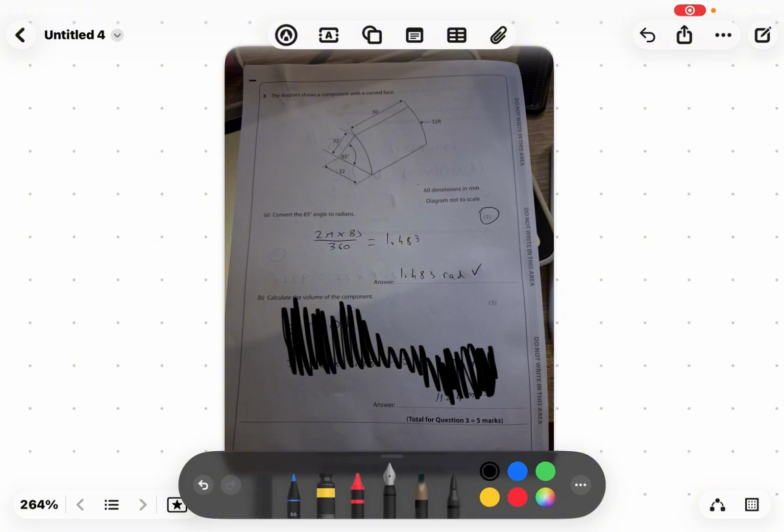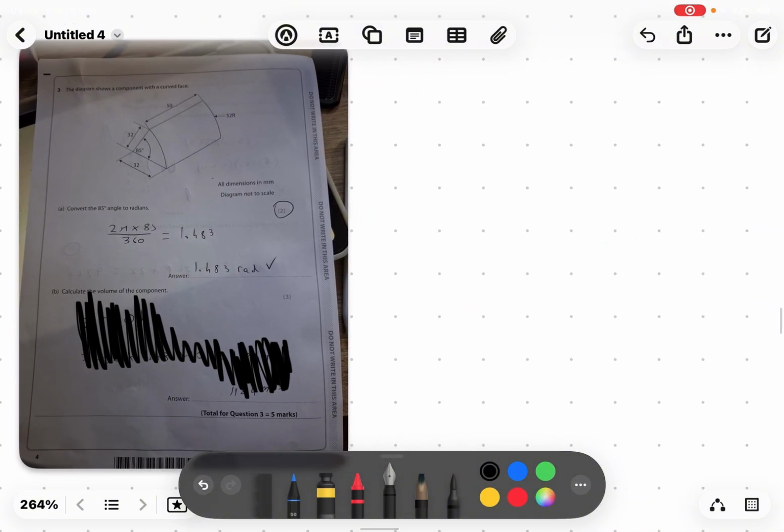After that, calculate the volume of the component. Now here is where we need the equation sheet because I got this one wrong. So there are 3 methods. I don't want to go through all of them. I'm thinking which one's going to be the best for me to remember. I think this one. The way you work out area is given in the worksheet, and it is 1/2 and then the angle in radians, by the way.